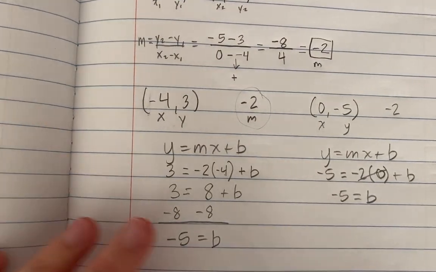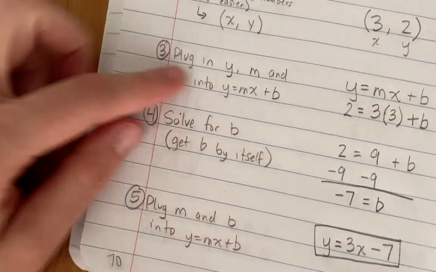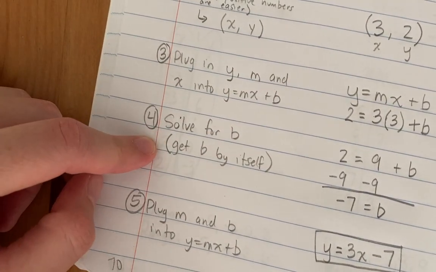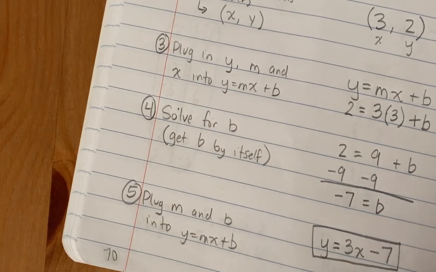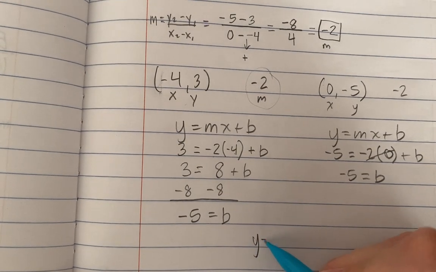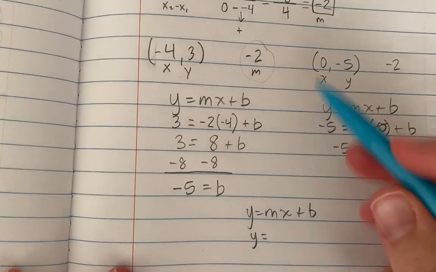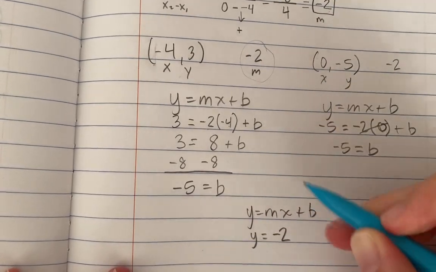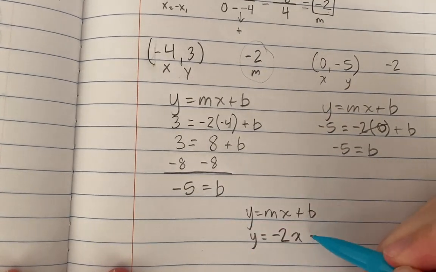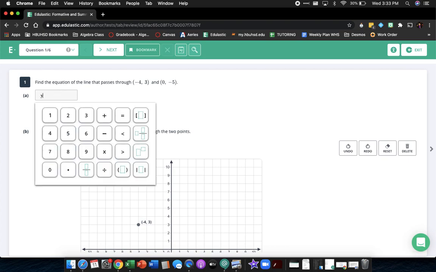Okay, but now that I have my m and my b, I'm using my notes. So I just plugged in, now I solved for b. I got b by itself. And now I'm just plugging in m and b. So my equation, if I want y equals mx plus b, I'm saying, okay, y equals, my m is -2, x, my b is -5. And there's the equation that I'm going to put into Edulastic. So I have my equation. Let's type it in Edulastic. y equals -2x minus 5.